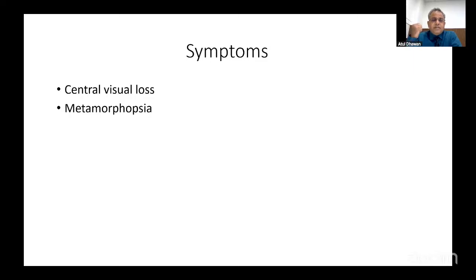Now, how does the patient come to you? The patient comes to you with two main problems. One is central visual loss, and the second one is metamorphopsia. The patient complains that he or she is not able to see for the last 1 or 2 years, and the vision is deteriorating slowly.